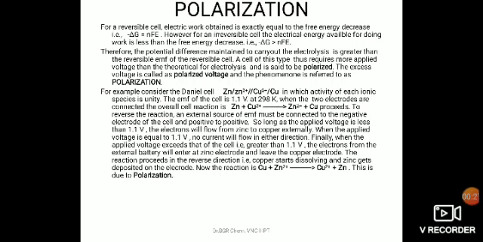For a reversible cell, electric work obtained is exactly equal to the free energy decrease, that is, minus delta G equals nFE. This equation we have already seen. However, for an irreversible cell, the electrical energy available for doing work is less than the free energy decrease, that is, minus delta G is greater than nFE. Therefore, the potential difference maintained to carry out the electrolysis is greater than the reversible EMF of the reversible cell.